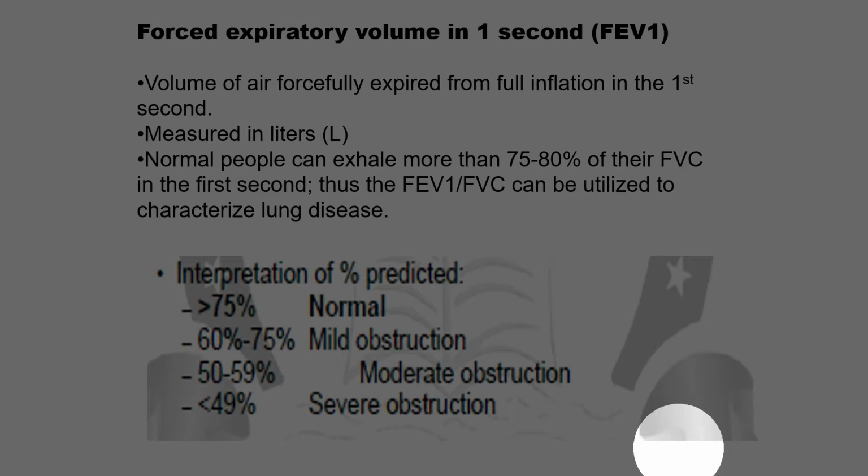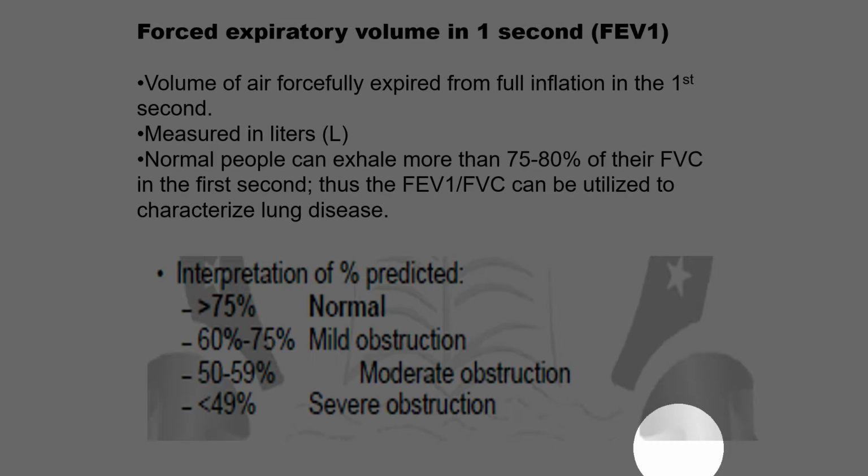So it is measured in liters, and normal people can exhale more than 75 to 80% of their forced vital capacity in the first second. Thus, the FEV1 to FVC ratio can be utilized to characterize lung disease. Normal people can exhale more than 75 to 80% of their forced vital capacity in the first second. We recommend that we can record up to 3 seconds, so what we will do is take a ratio of FEV1 to FVC, so that we can have an idea about the lung disease.